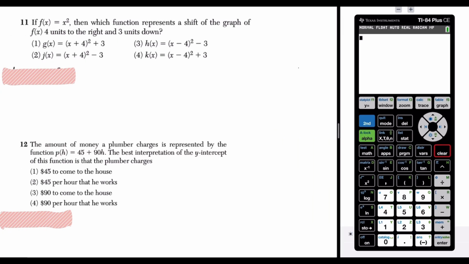Let's look at numbers 11 and 12. 3 and 1. Check with your answers. If you need to break down, stay right here.